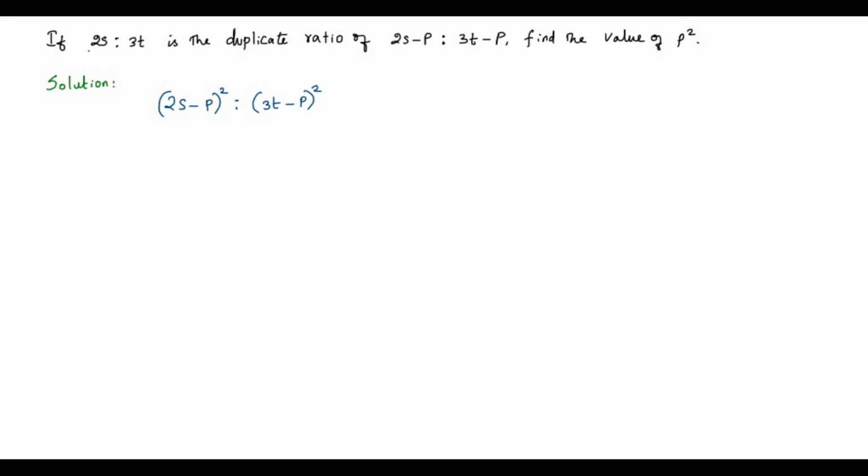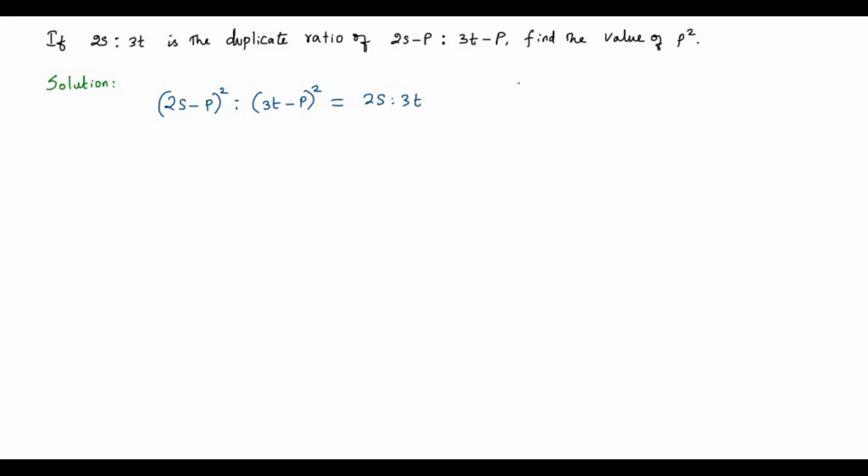Okay, so it is given that 2s is to 3t is the duplicate ratio. That means if we find the duplicate ratio of 2s minus p is to 3t minus p, the answer will be 2s is to 3t. So this is equal to 2s is to 3t. Here some students will get confused.